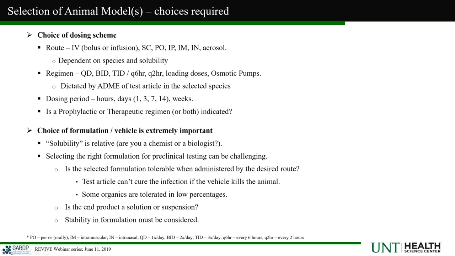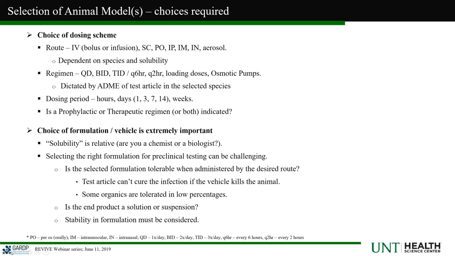Are you dosing prophylactically with an antibody, with an immunomodulator, with a vaccine? How far in advance do you have to do that? Is it something that induces an immune response? How long does that response last? When do you start the dosing? If it's a therapeutic, like a lot of the studies are with small molecules, you're going to do a therapeutic regimen at a specific time after the infection. And we'll talk about that later.